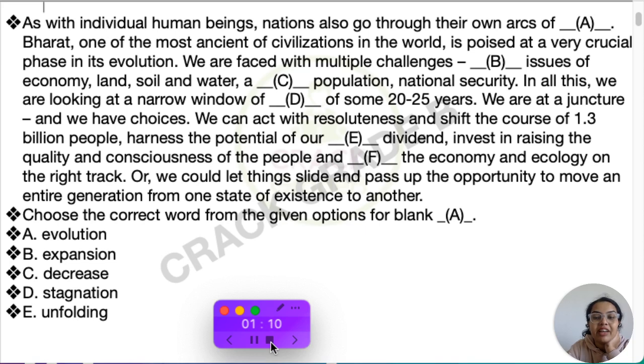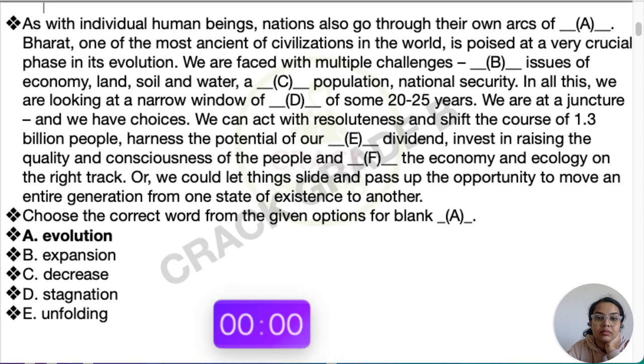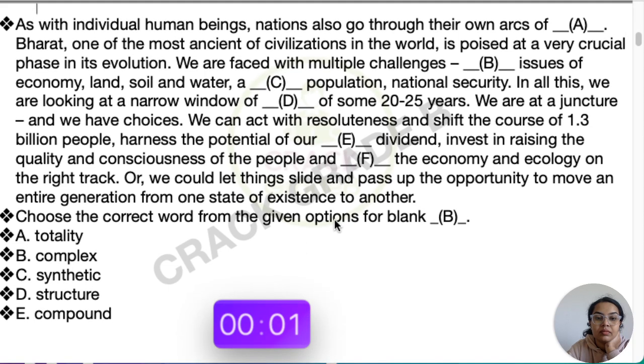For this one, we are going to do all the 5 blanks together, and then I'll explain all the 5 blanks. Answer is B.